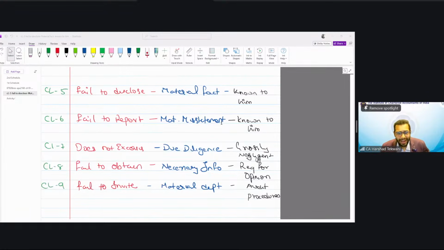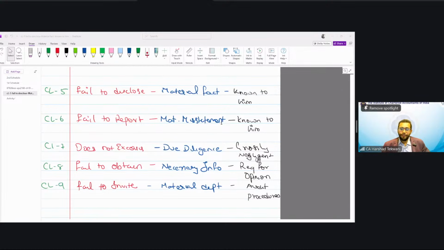Clause 6, failed to report material misstatement. Now, second question: is this a material misstatement? Answer is no, this is not a material misstatement. There was a copy-paste kind of forgery which was done, and he did not verify that. You cannot say this is a material misstatement. As a result, clause 6 will also not be applicable.